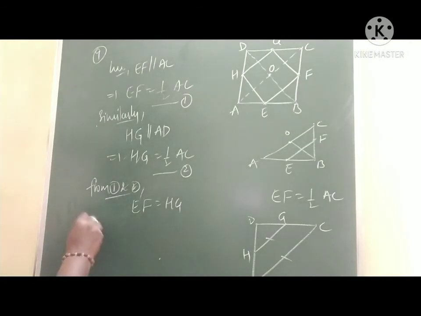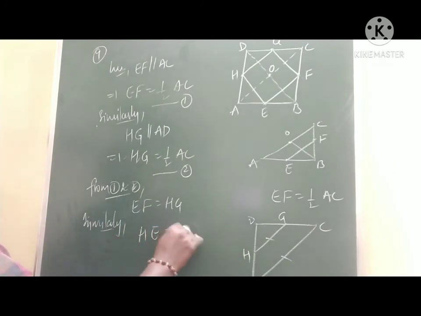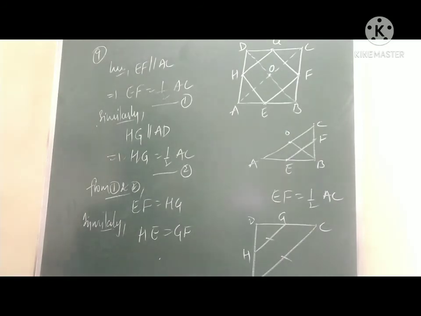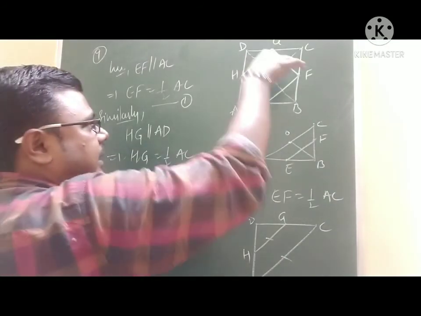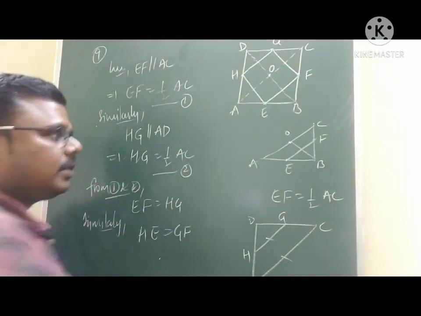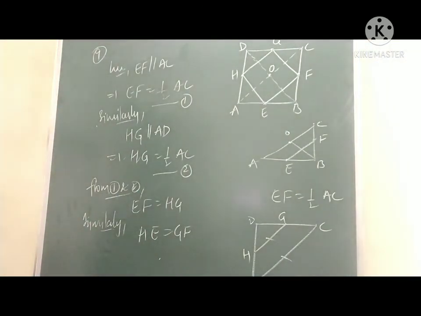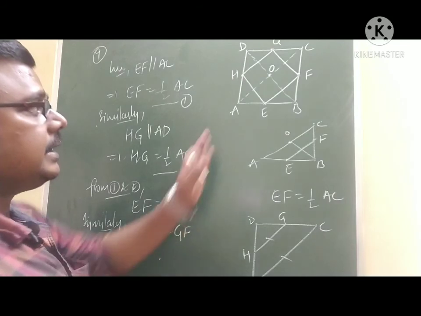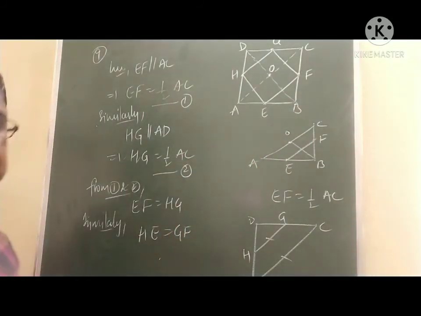Similarly, I can equate HE is equal to GF by using the same technique. So now I have shown the opposite sides are equal and parallel. Now I need to prove that, as our final target, this EFGH is a square.